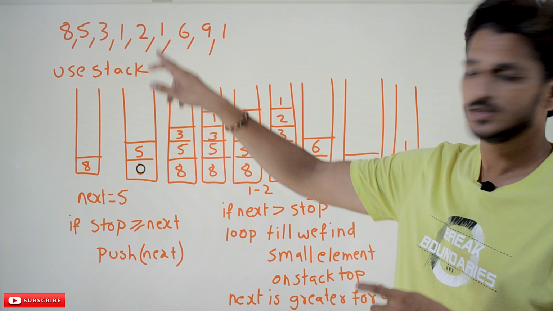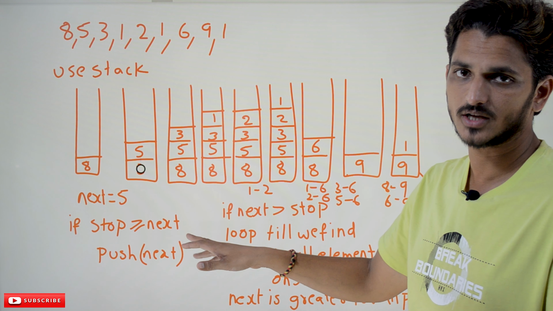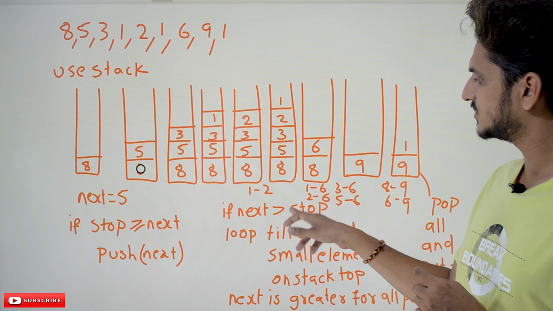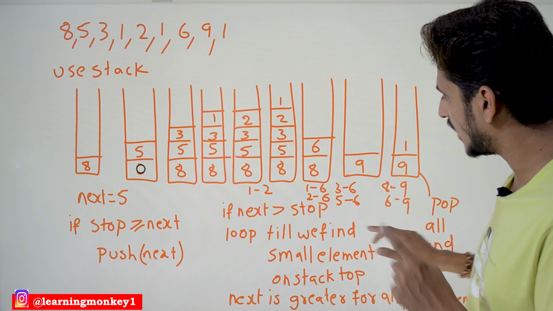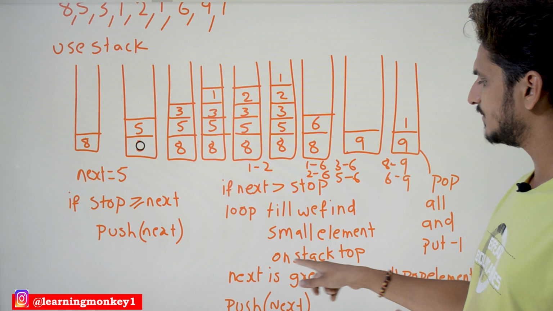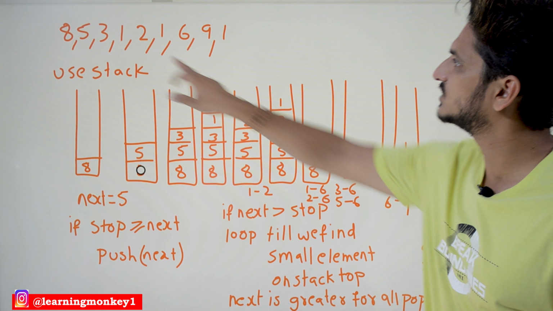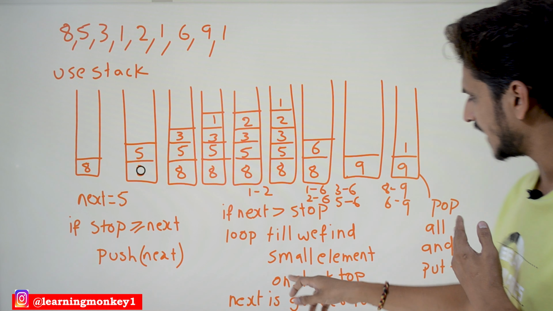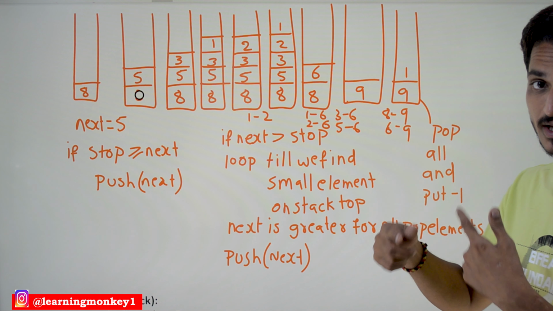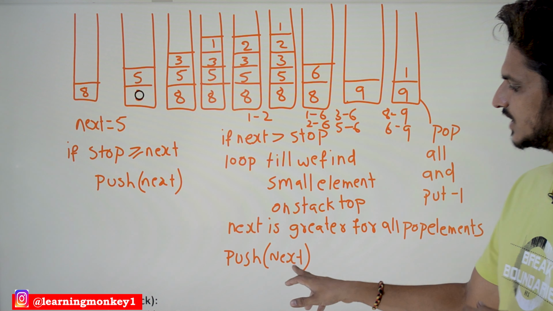2. See, this logic fails. If stack top is greater than or equal to next, no, it is not. See, 2 is greater than the stack top. If next is greater than the stack top, you need to identify the logic to loop till we find the smallest element on the stack top. This next value is going to be greater than all the elements that are popped from the stack. Then push the next element.